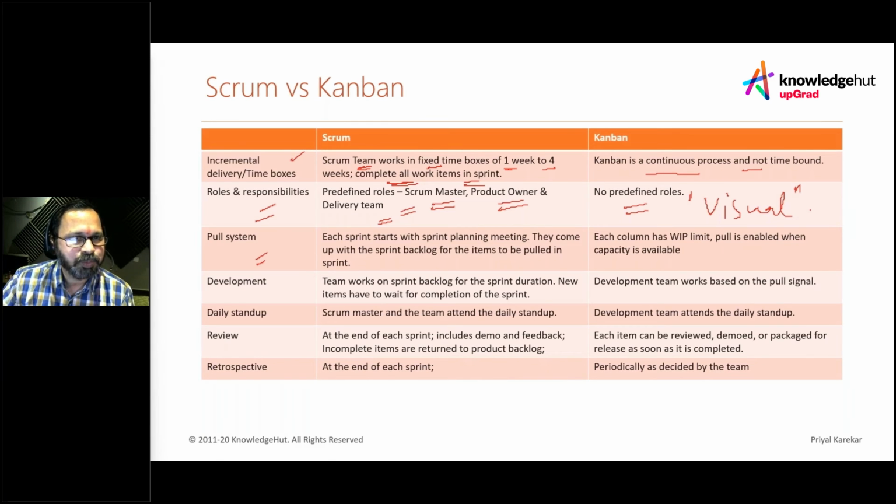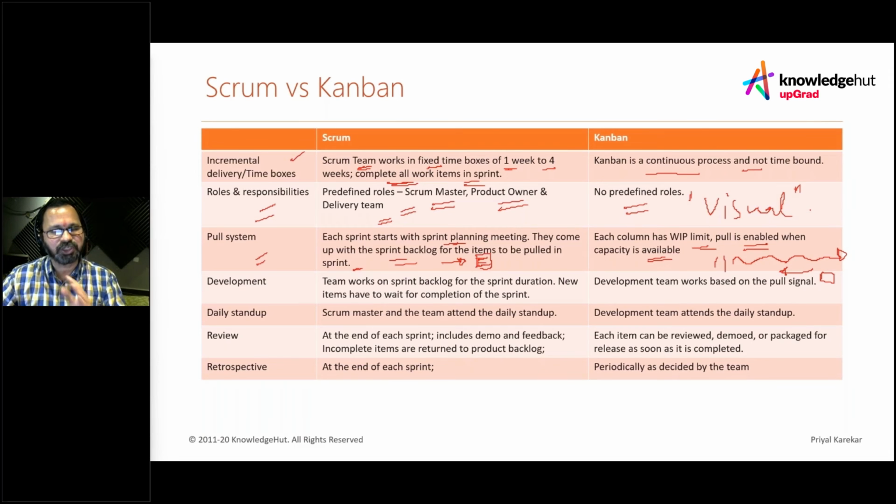Pull system. Each sprint starts with a sprint planning meeting, and they come with the sprint backlog for the items to be pulled in the sprint. Based on the capacity, everything is pulled, but at the end of it, everything goes back to the backlog. But in Kanban, each column has a WIP limit, and a pull is enabled when capacity is available. So it's a continuous flow of work, and whatever is not delivered doesn't go and sit in the backlog; the item doesn't return. But if we drop an item, it may get aborted, and we are purposely stopping it, and we minimize those things so that we save on that effort.